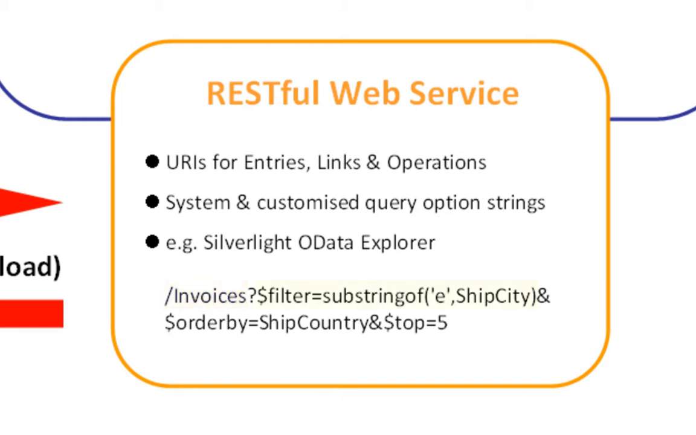In this example, the first option is a filter method, which requires the ship city column to contain a letter E. The second option specifies the result set is ordered by the ship country column. And the third option means to return only the first 5 records. Now let's try it out on the website.